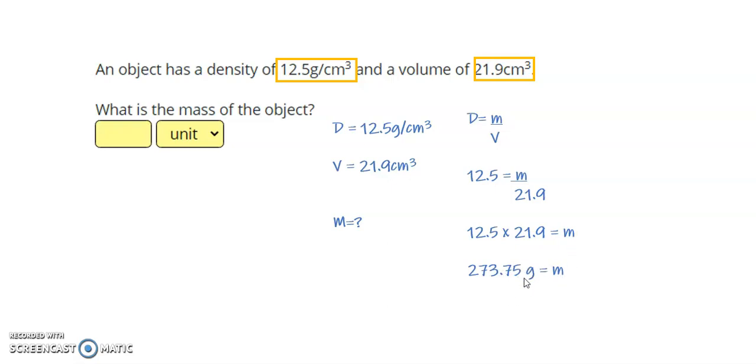I'm solving for mass, so I know the unit is grams. You can also write the units out up here. You would get grams per cubic centimeter times cubic centimeter and be left with grams. So you can put your answer. I rounded it up to 274 grams to have 3 sig figs.